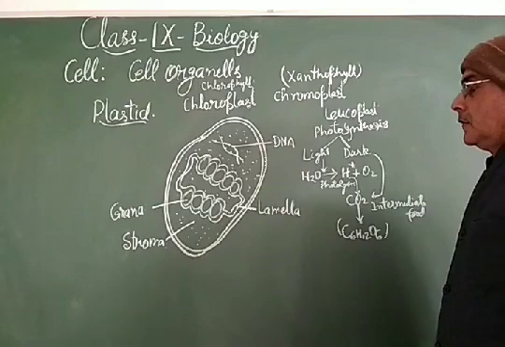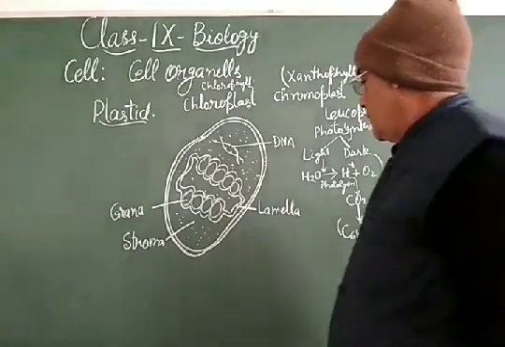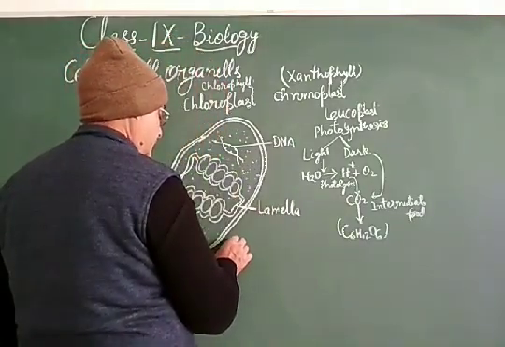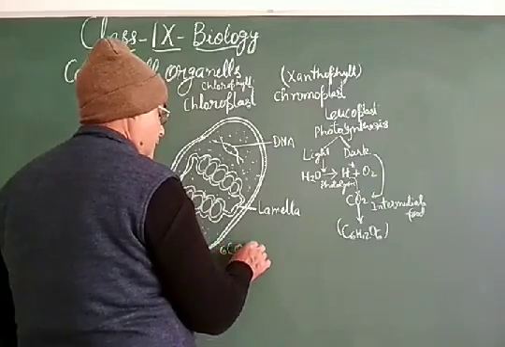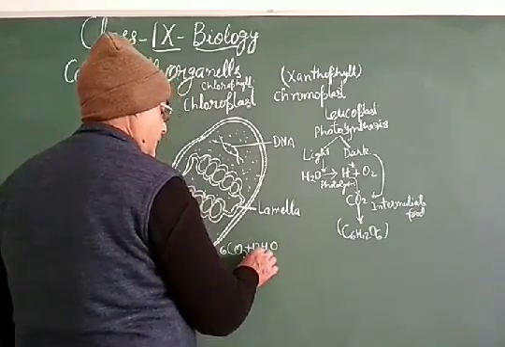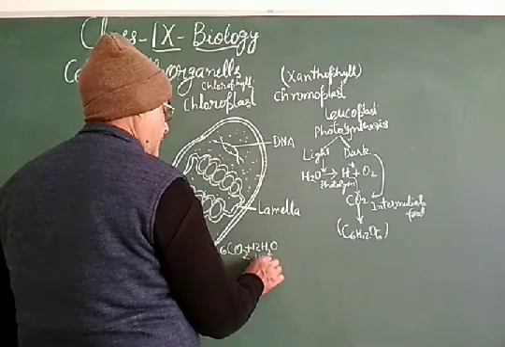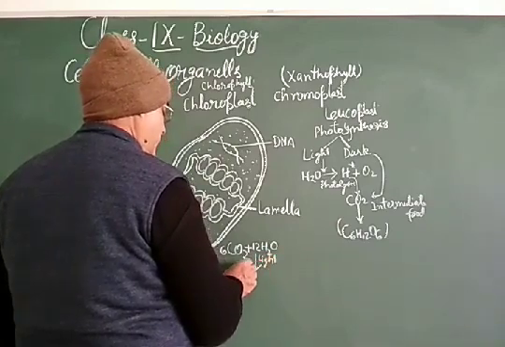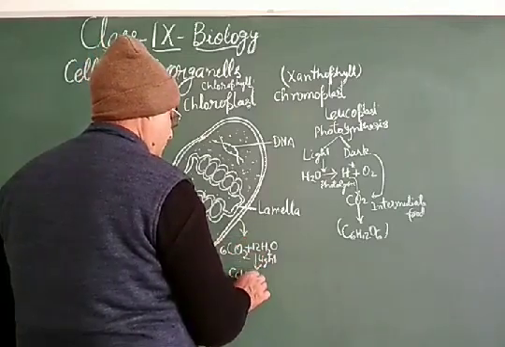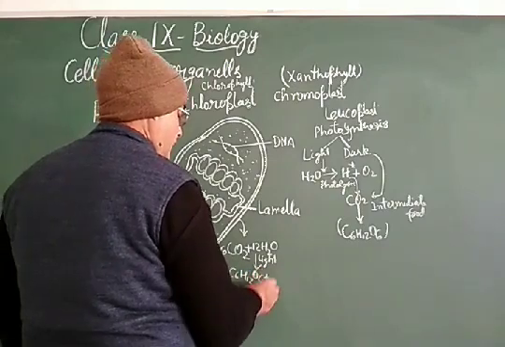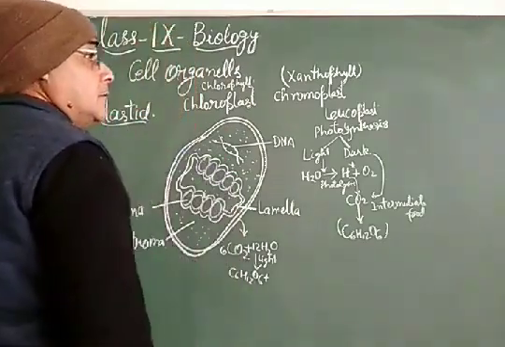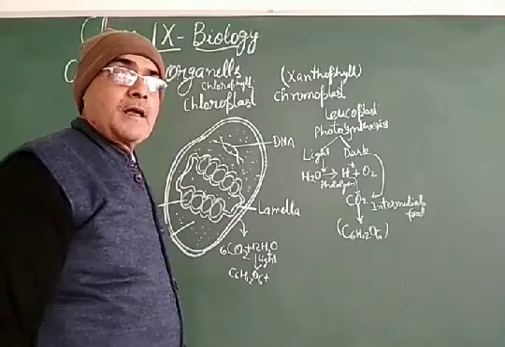And if you see the complete formula of photosynthesis, then 6CO2 plus 12H2O, in the presence of light and chlorophyll inside it, forms C6H12O6 plus 6O2 plus 6H2O.